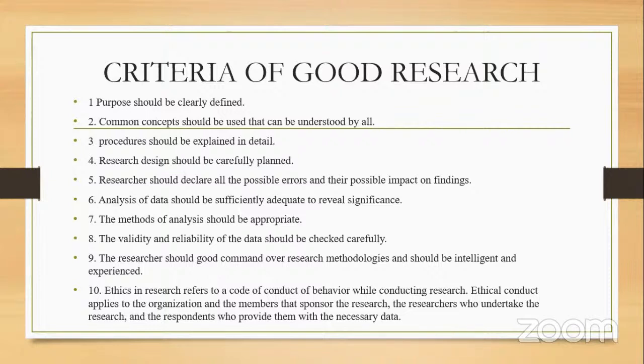Procedures we are going to follow should be explained in detail and be clear. Research design should be carefully planned, because whatever you design for your research, accordingly you will plan and elaborate the things in the research. So research design is another important element. The researcher should declare all possible errors and their possible impact on findings, because in that way the research will be very clear and error-free. And the methods of analysis should be appropriate, meaning the methods you use for analyzing your data, because the amount of data defines which kind of methods you are going to use.